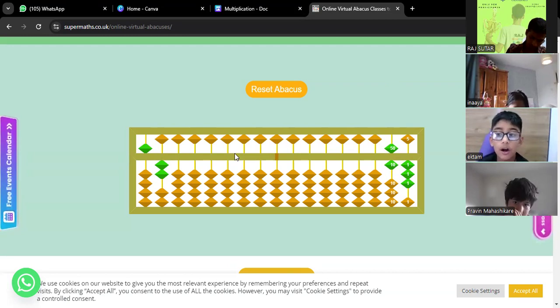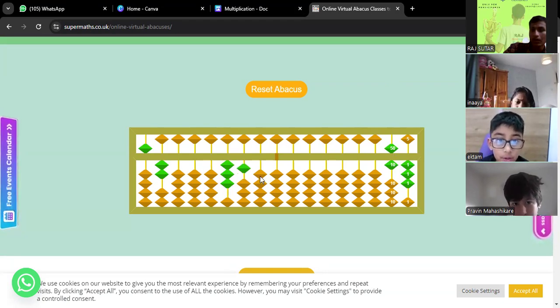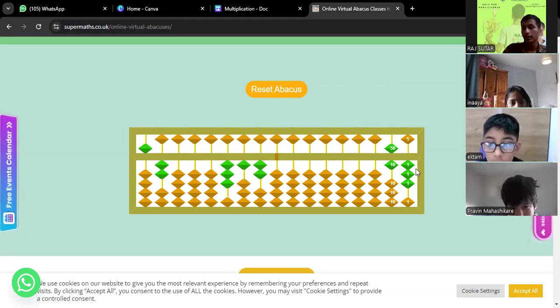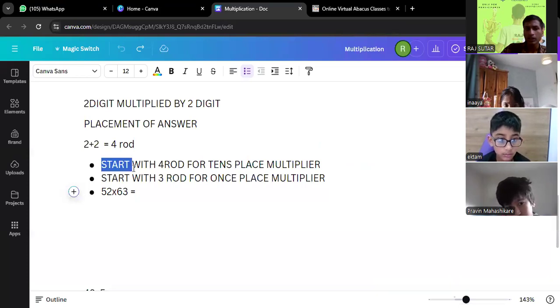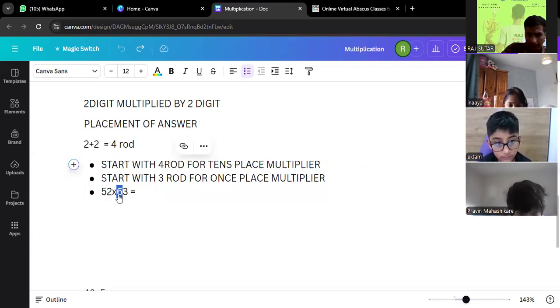Six fives are 30, we will write 3 and 0 here. Then 6 twos are 12. 1 and 2. Okay. So children, this 6 was of tens place, right? This is a two digit number. So 6 is of tens place. So what is it written over here? Start with the fourth rod for the tens place multiplier. Means this 6 was a tens place multiplier, is it?